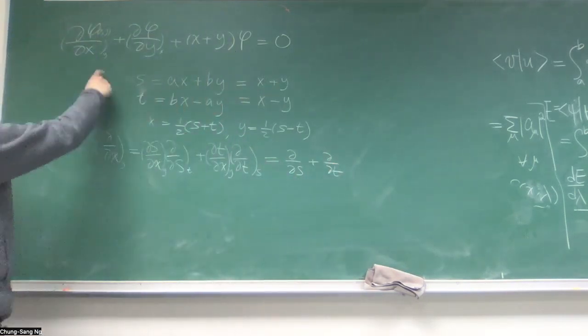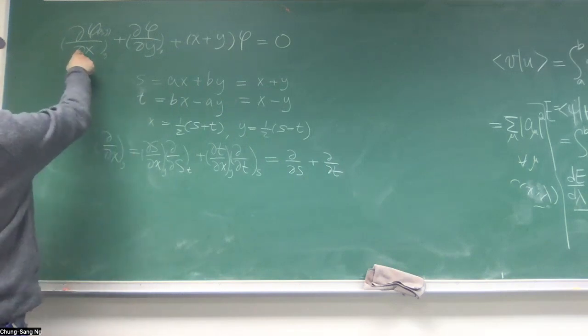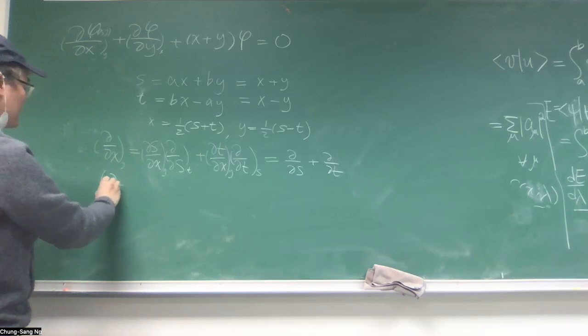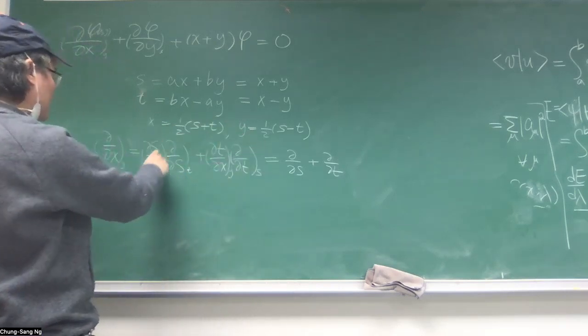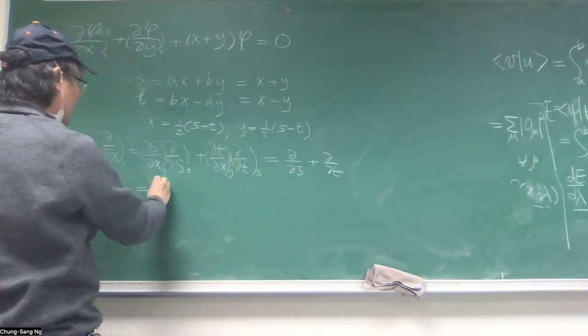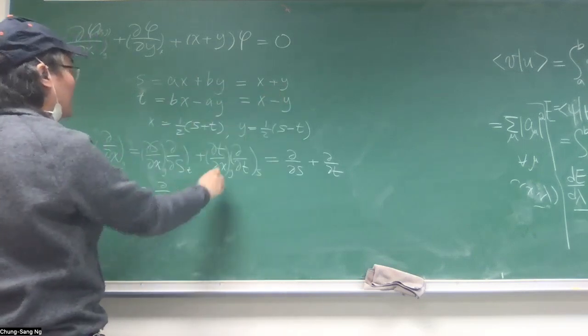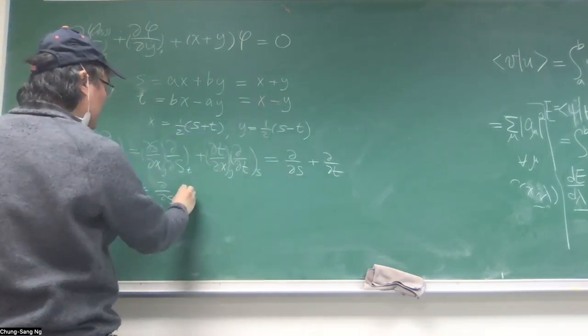Okay, and now this one, you pick out this one, and you can do the same thing. Now after this it's pretty clear that you get partial s, partial y, which is one, and then partial s, and then partial t, partial y, which gives you negative one. Minus.